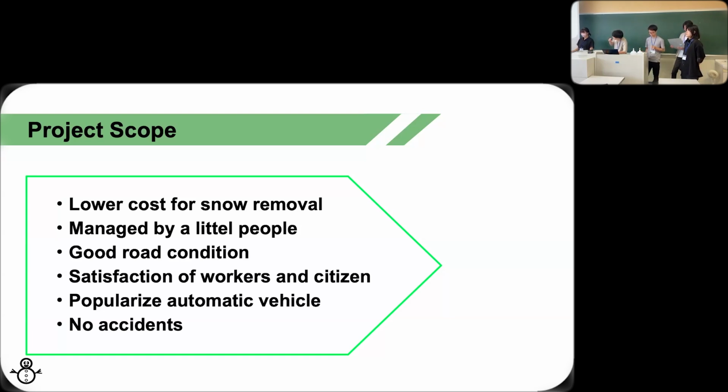Then, satisfaction of workers and citizens. Providing a safe work environment and a convenient living environment for citizens are our priorities. Also, popularize automatic vehicles. This will advance the automation of snow removal tasks and enhance efficiency. And finally, no accidents. Preventing accidents is our top priority.